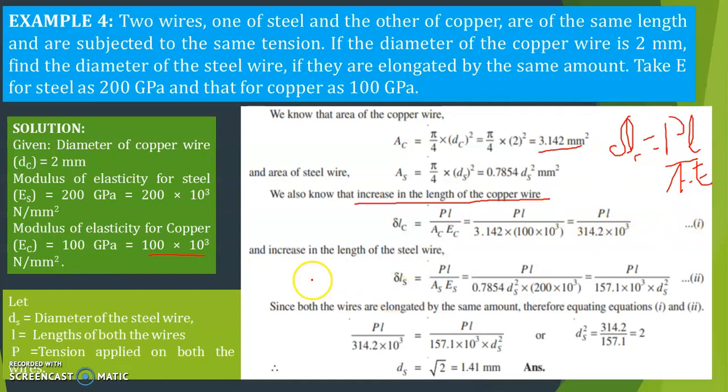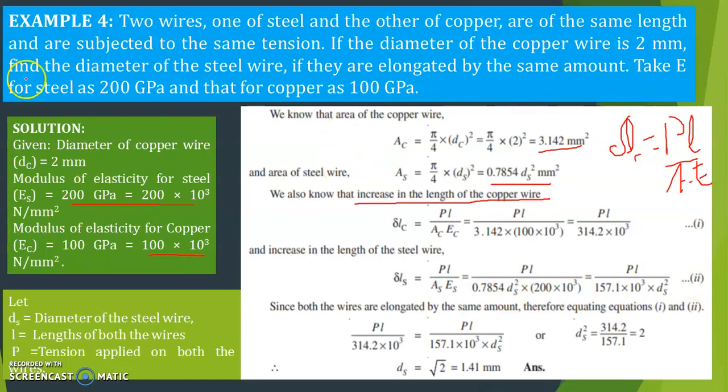Next, find the deformation for the steel wire, that is the increase in the length of the steel wire. So PL divided by AS into ES. PL is the same for both copper and steel, so keep it as it is. Then what is AS? AS is 0.7854 ds square. So substitute here into ES, Young's modulus for steel, that is 200 into 10 raised to 3. Simplify and let it be equation 2.